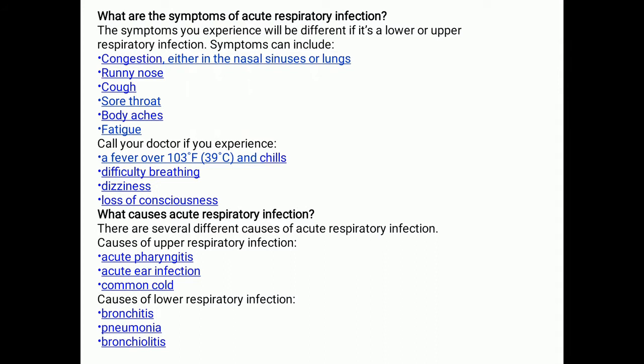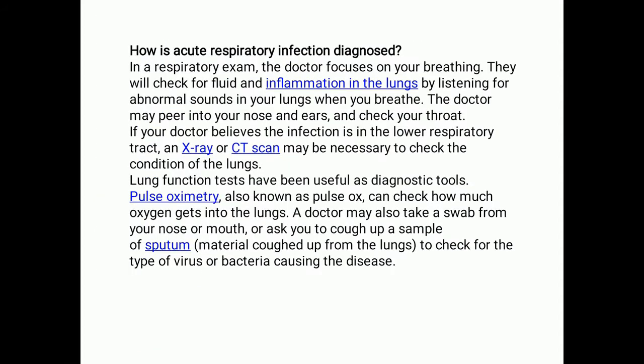What are some other causes of acute respiratory infection? There are different causes. Some are acute pharyngitis, meaning infection of the pharynx, acute ear infection, and common cold. Causes of lower respiratory infection are bronchitis, pneumonia, and bronchiolitis. So these are some causes of respiratory infection.